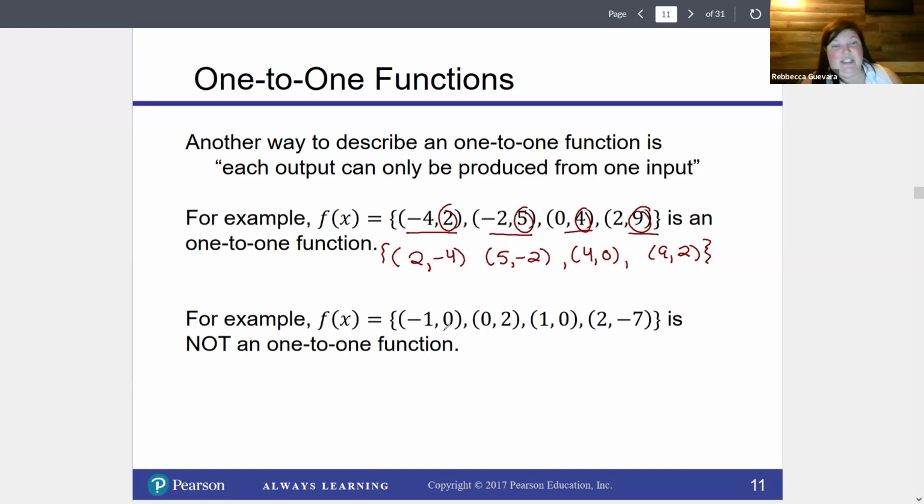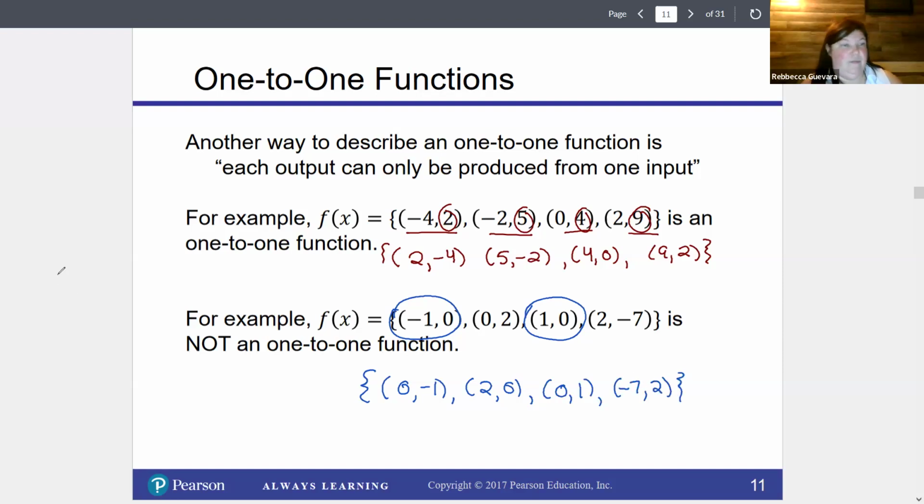If you look at the second case, this is not one-to-one, simply because of these right here. If I put in -1, I'm going to produce 0. If I put in 1, I'm also going to produce 0. It's still a function, but the problem is if I try to do the inverse and I switch these points, we'd have (0, -1), then (2, 0), then (0, 1), and (-1, 2). As you see, when I do the inverse, the inverse can't be a function because I put 0 in it and it produces two different numbers.